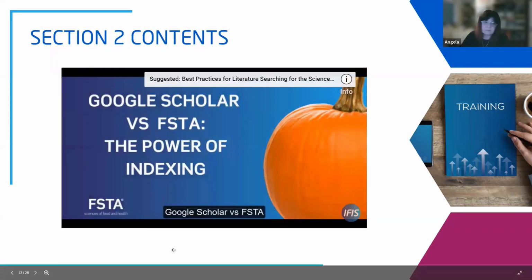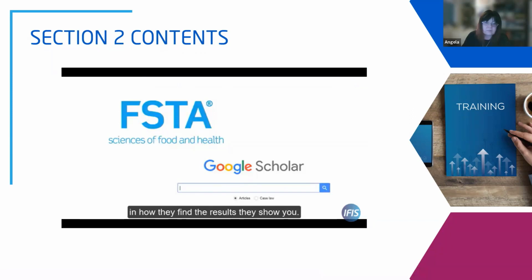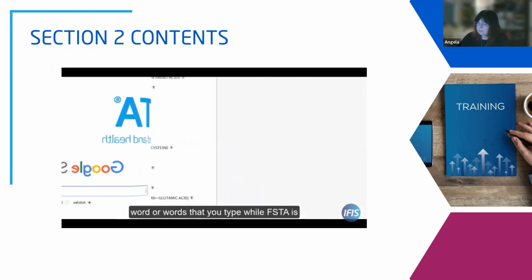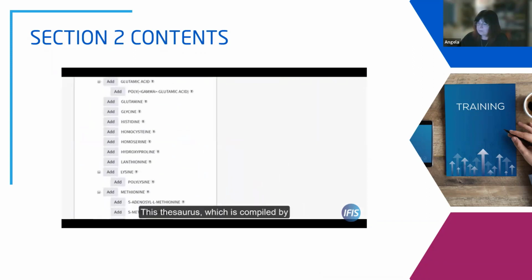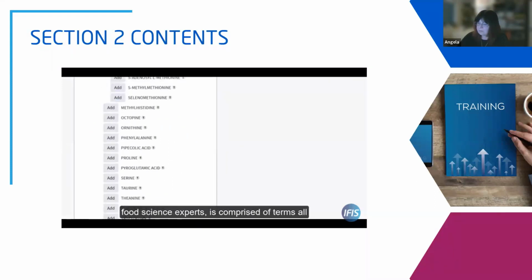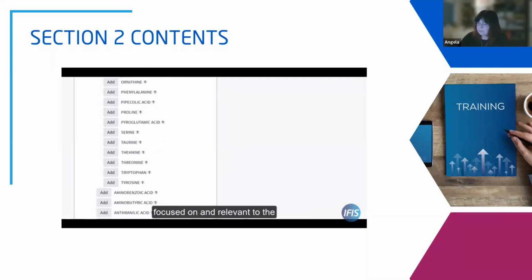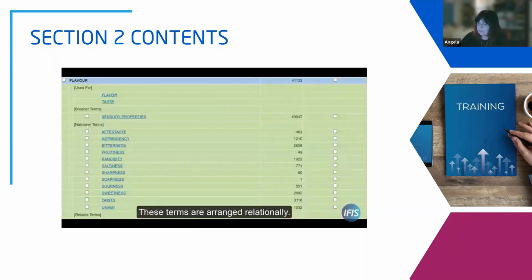Google Scholar versus FSTA, the power of indexing. Google Scholar and FSTA work very differently in how they find the results they show you. One of the main differences between how they function is because Google Scholar is searching for exactly the word or words that you type, while FSTA is built on a thesaurus of controlled vocabulary. This thesaurus, which is compiled by food science experts, is comprised of terms all focused on and relevant to the sciences of food and health. These terms are arranged relationally.